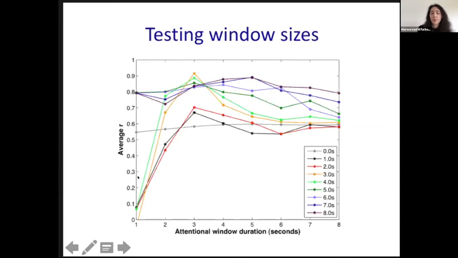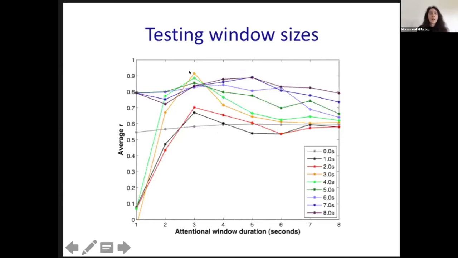Means the prediction is better. The flat gray line in the center represents the results for no memory window size, or memory window of 0 seconds. And it's interesting to note that these results vary very little when there's no memory window at all. Now, the optimal model performance appears to be right up here at this peak, where both the memory and attentional windows are 3 seconds long.